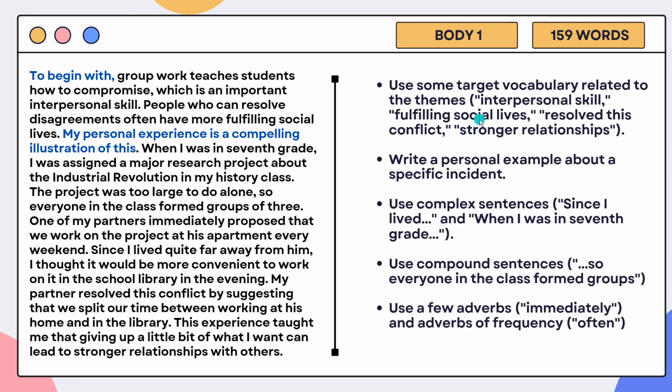Well, I did once again use some target vocabulary related to the themes of the question. I used things like interpersonal skills and fulfilling social lives and resolved this conflict and stronger relationships. These are all words related to the question. They're not really difficult and obscure words. They're not really strange, unique words.